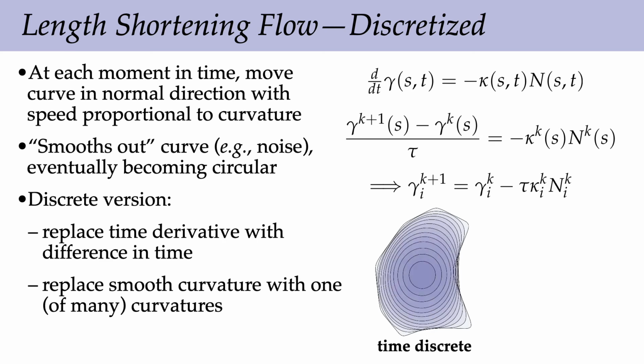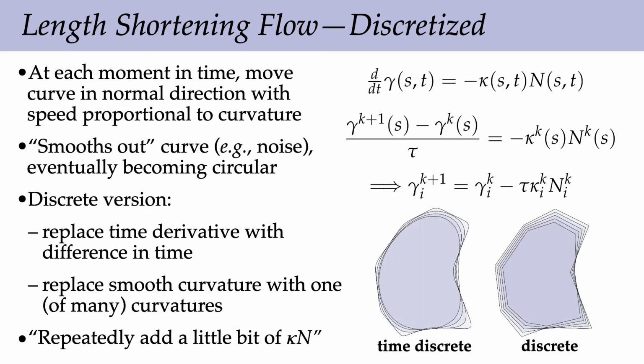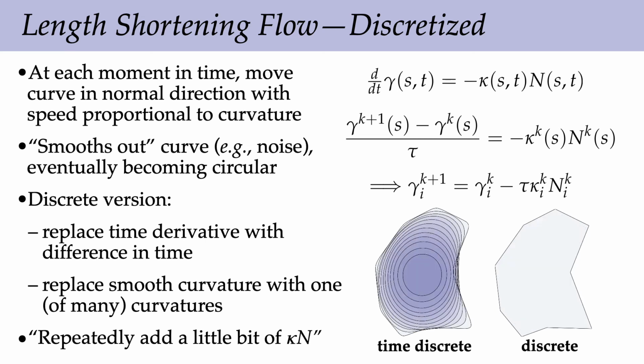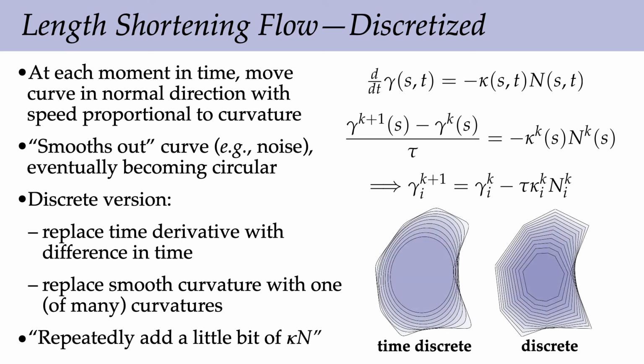maybe I take the gradient of the length. I sum up all the edge lengths, and I take the gradient of that sum with respect to the vertex positions. Okay, and if I do that, I get a flow that looks like this. It's discrete in both space and in time. So finally, something I can really compute with a finite amount of computation.